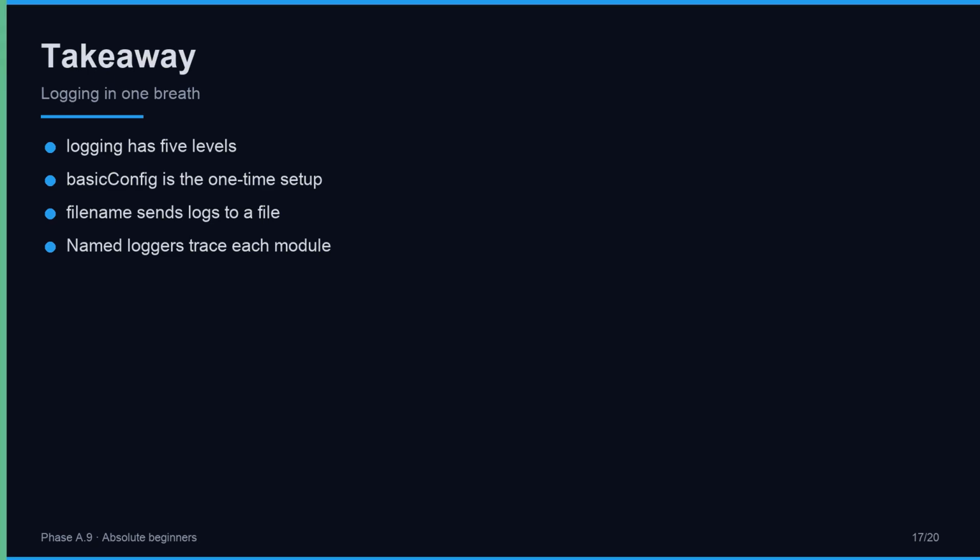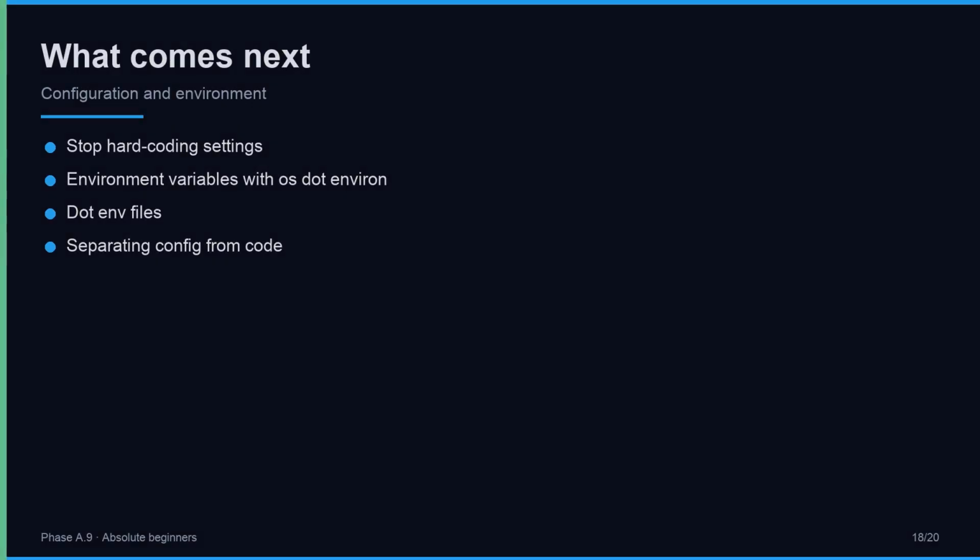Habits that pay off. Logging has 5 levels: debug, info, warning, error, critical. Call basicConfig once at the top of main to set the threshold and format. Pass filename to send logs to a file instead of the console. Use a named logger per module so you can trace each line to its source. Print is for quick checks you throw away. Logging is for messages you want to keep. Logging in one breath.